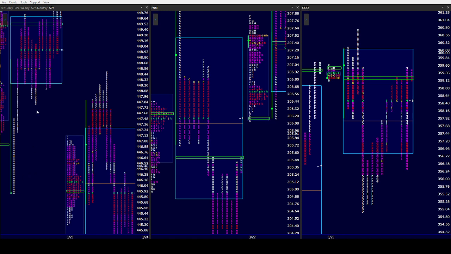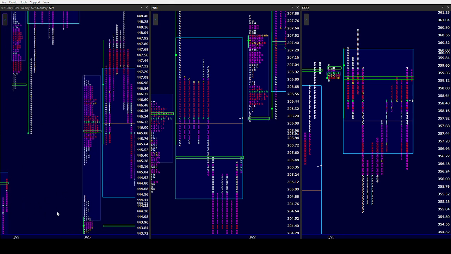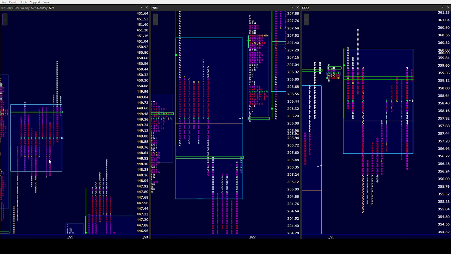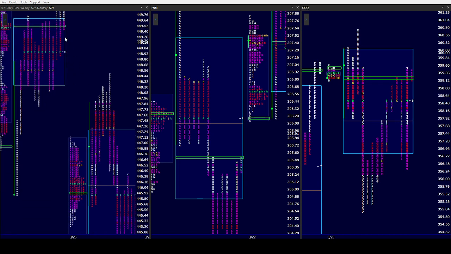We traded all of this range yesterday. That's not a gap this opening. If we open below here, that's a gap. And the gap gets filled when you get back to the day's low, not to settlement. So this is not a gap.